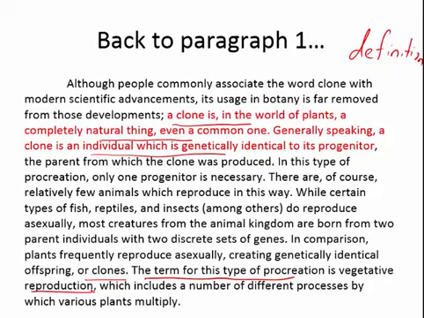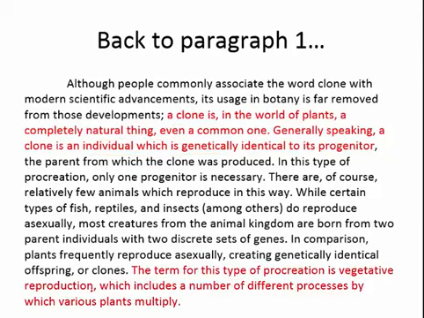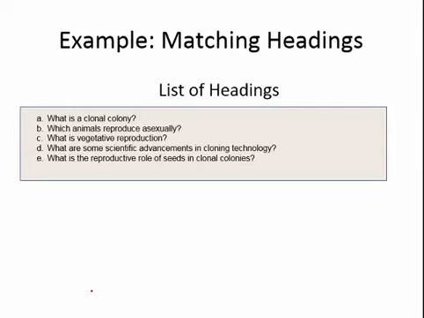So if we're going back to our sample question, which one best serves as a heading for this paragraph? Well, the main idea, as we know, hopefully you were going to choose C. What is vegetative reproduction? All right, because that's what the paragraph is about. It's about how clones, describing how clones use vegetative reproduction. Okay?